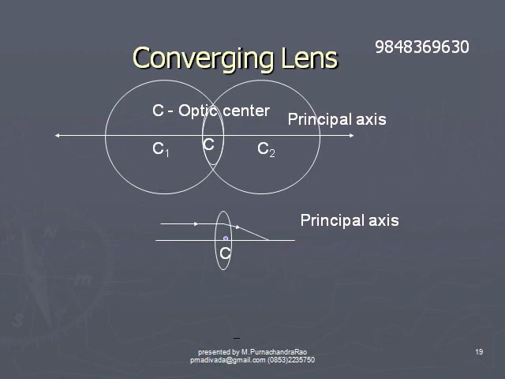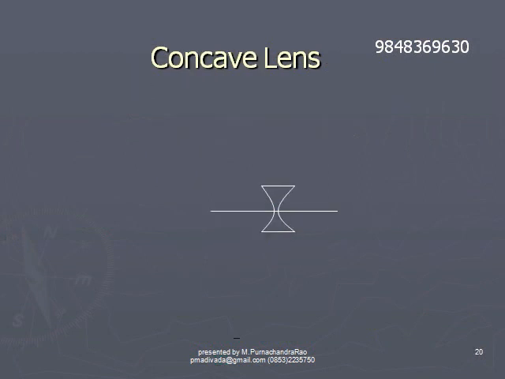Then the rays falling on this lens, after refraction, they converge to a point. Such a lens is known as converging lens. So in general, we can define converging lenses as the lenses in which the rays falling on the lenses, after refraction, converge to a point on the principal axis.